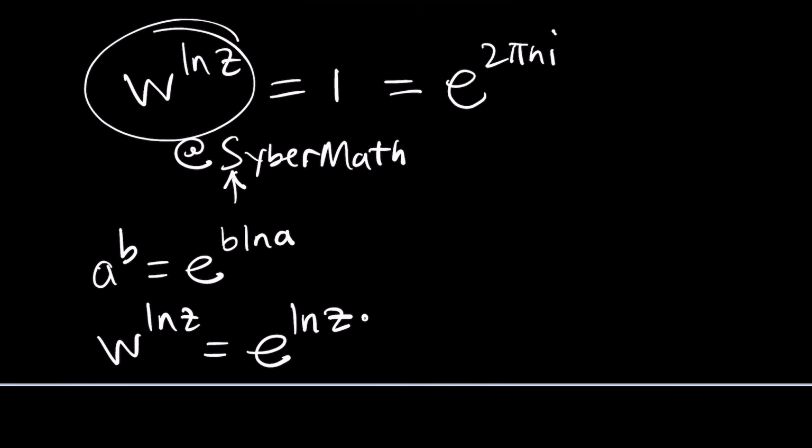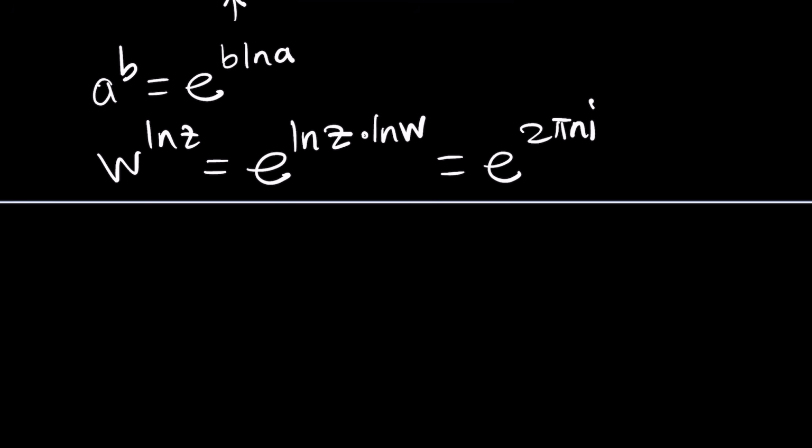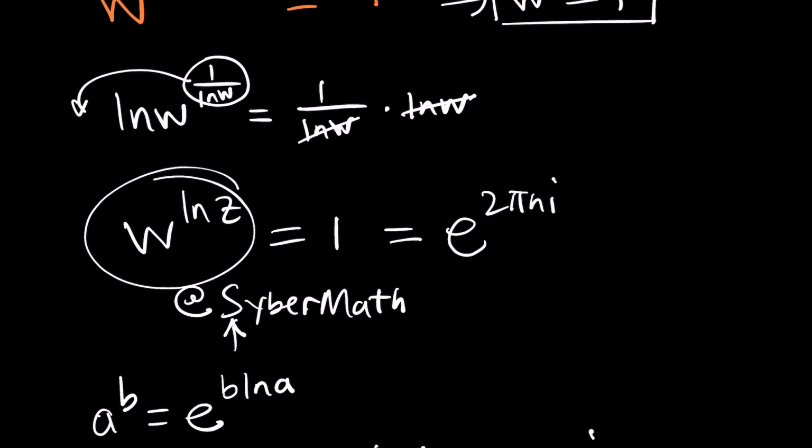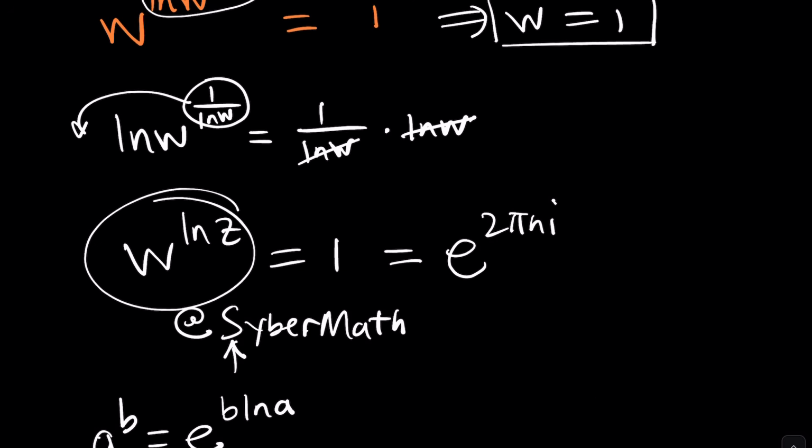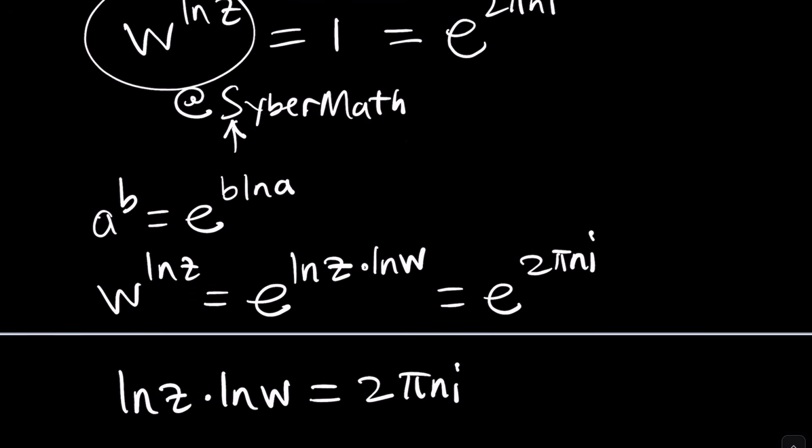But a happens to be what? The base in this case, so it's just the ln of w, right? And you want this to equal what? e to the power 2 pi ni. So from here we get the following. ln z times ln w is equal to 2 pi ni. Awesome. Is that something we can use in the second scenario? Let's take a look. We have w to the power ln z equals 1.